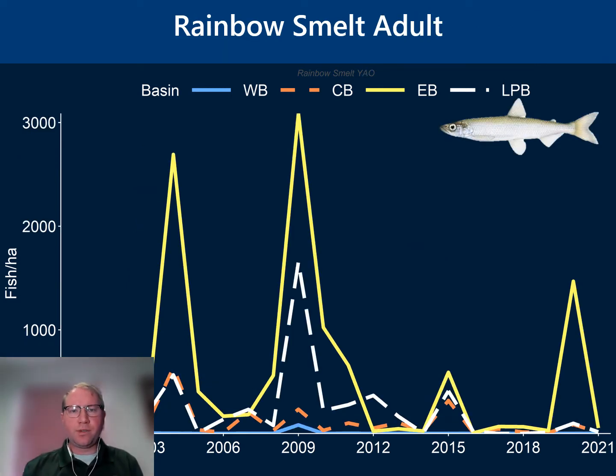When we go to look at rainbow smelt adults, we had low catches of adults across the board. Particularly surprising for New York because we had this large peak last year. But if you look at the whole time series, we've had quite a bit of variation in catches for this species and age class.